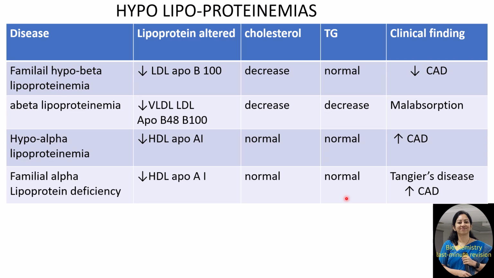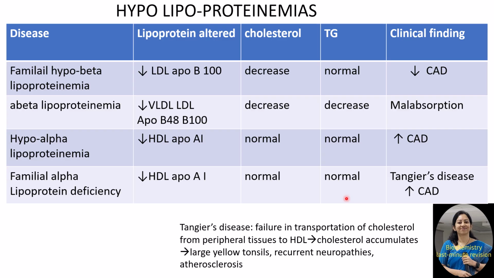The reason is the same: as HDL is involved in reverse cholesterol transport, and there is decreased formation of HDL in these individuals, the cholesterol is not transported from the peripheral tissue and the blood vessels back to the liver for excretion. It gets accumulated and predisposes the patient to the development of coronary artery disease.